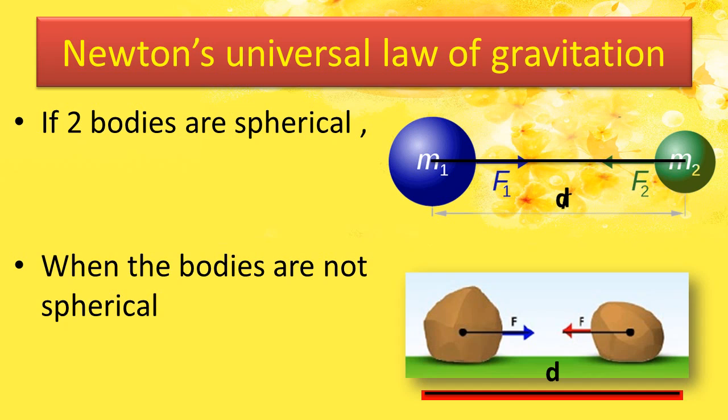So here these are two different conditions. One is when the shape of the body is spherical, and the next is when the two bodies are not spherical or have irregular shapes.